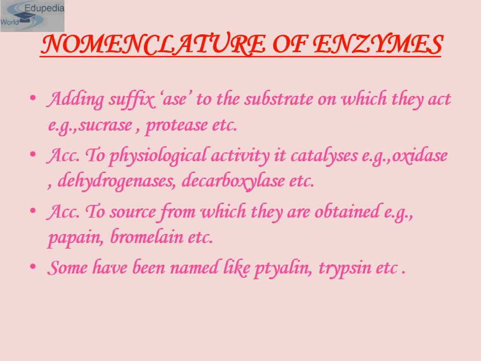Now we will read about the nomenclature of enzymes. Enzymes are named by adding the suffix "ase" to the substrate on which they act. For example, sucrase: it is acting on sucrose, and "ase" defines that it is an enzyme. Protease means it is acting on protein. According to the physiological activity they catalyze, for example, oxidase, dehydrogenases, decarboxylases, etc. According to the source from which they are obtained, for example, papain and bromelain. Okay, some have been named like ptyalin, in which P is silent, and trypsin, etc.